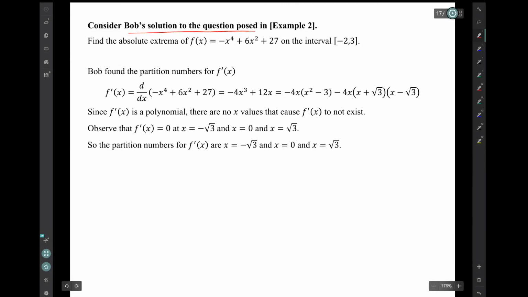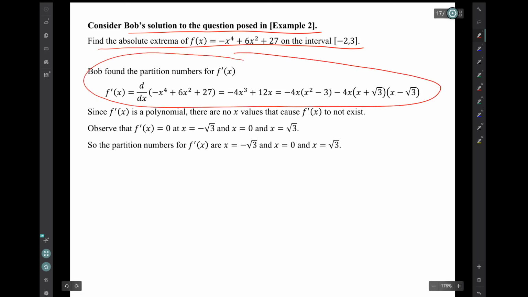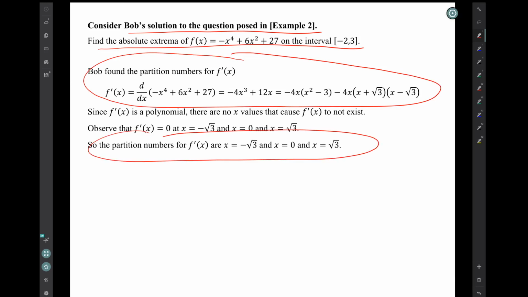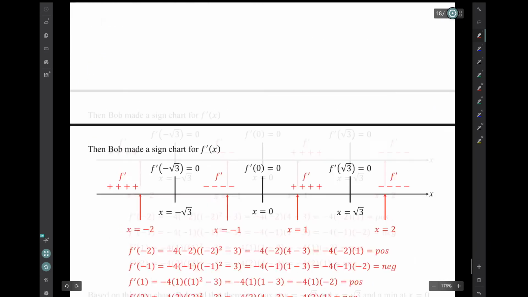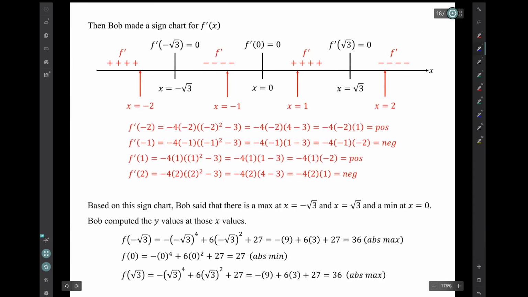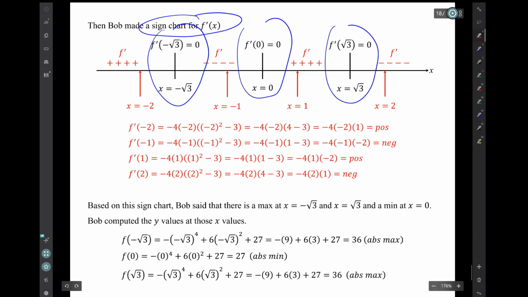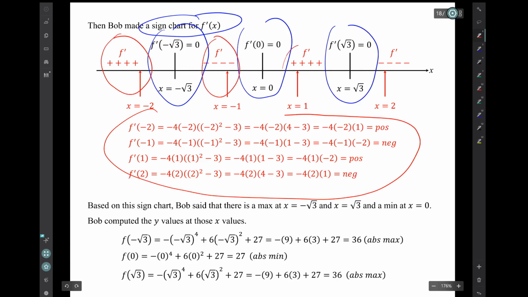Consider Bob's solution to the question. So the question again is find the absolute extrema of that polynomial on that interval. So Bob found the partition numbers for f prime. So the partition numbers are negative square root of 3 and 0 and square root of 3. Then Bob made a sign chart for f prime. So he put the partition numbers on a number line, and then he did all these sign calculations and put the sign information on the number line. So that's the sign chart for f prime.